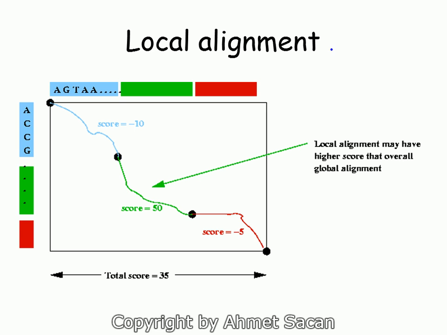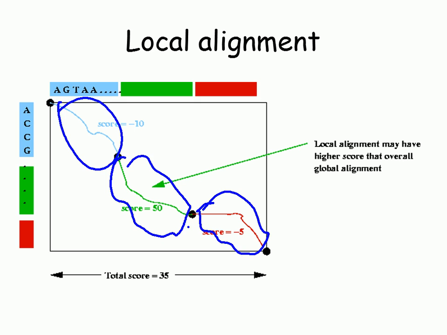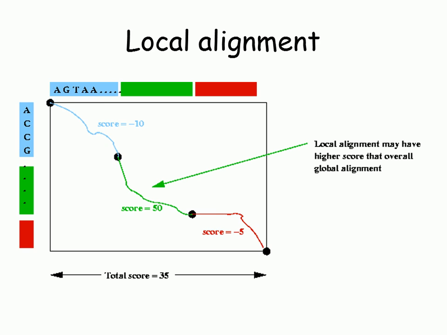So this example shows three portions from the two sequences. The blue portion is not very similar. The green portion is a highly similar local alignment, and the red portion is again not similar. If you did a global alignment, you would be forcing the entire sequence to align, but the sub portions that are not similar are also aligning, but they should not really be part of the alignment. All right. So this says local alignment may have higher score than overall global alignment.